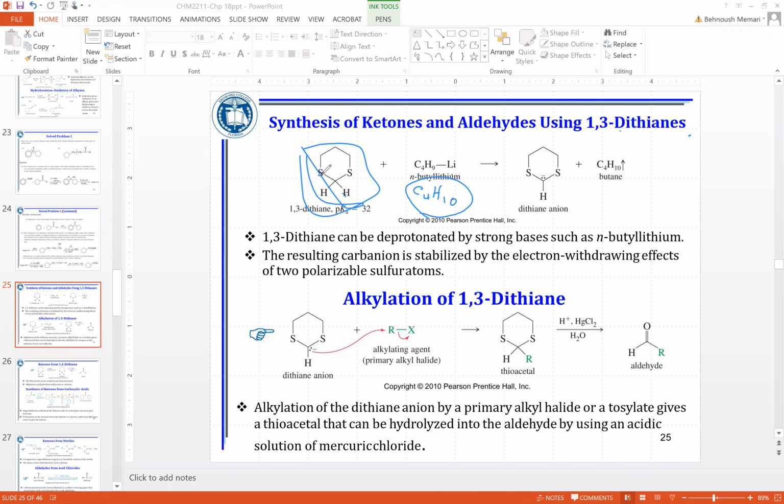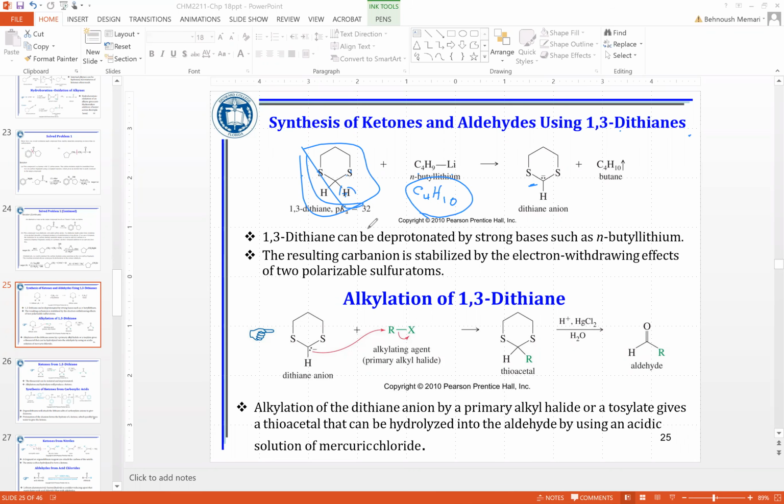Your dithiane is like the 1,3-dithiane, where the sulfurs are part of the ring with respect to each other. These are the positions 1 and 3, and it makes these hydrogens acidic, so you can remove it. And when you remove it, you give this negative charge here. When you have the negative charge, as I emphasized a couple of times in previous slides, if you have negative charge on carbon, how would you classify that carbon now? Is it a nucleophile or electrophile?